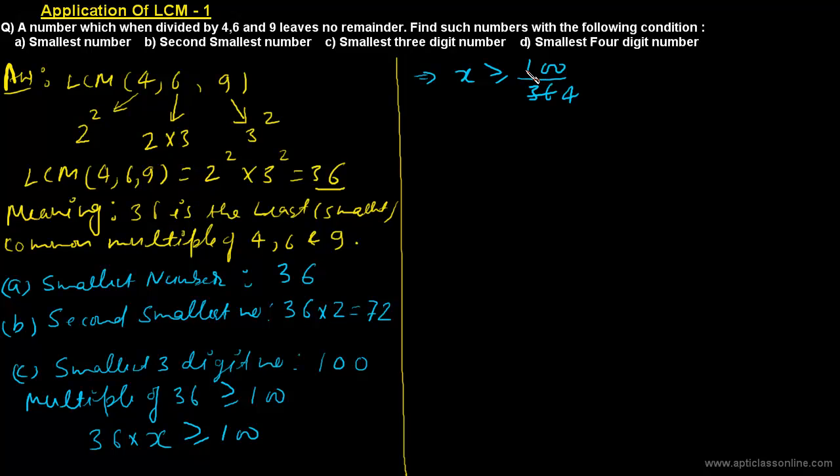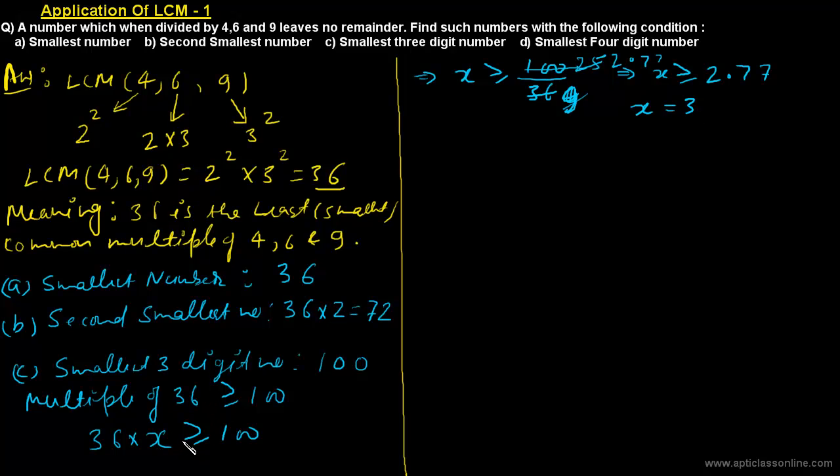100 by 36 is 25 by 9, so x should be greater than 2.77. Dividing, 9 twos are 18, then 7, 7, 7. So we are trying to get the x multiple which is greater than 2.77. That means an integer which is greater than 2.77. So x is basically 3.